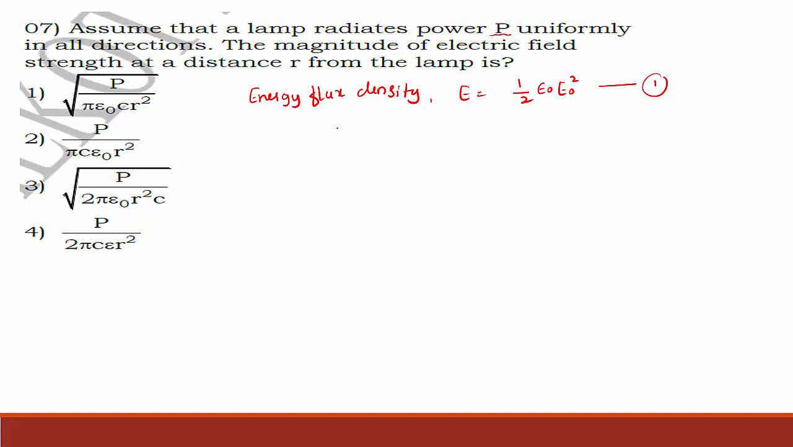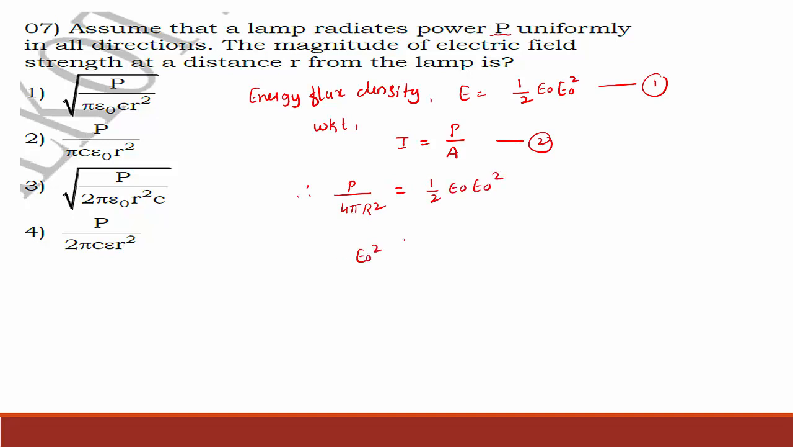We also know that intensity I equal to P divided by A. Let us take it as equation number 2. See here, this energy flux density and intensity both are same. Equation 1 and equation 2 both are same. Therefore, I am going to write P divided by, in place of A, I can write directly 4 pi R square is equal to 1 by 2 epsilon naught E naught square.